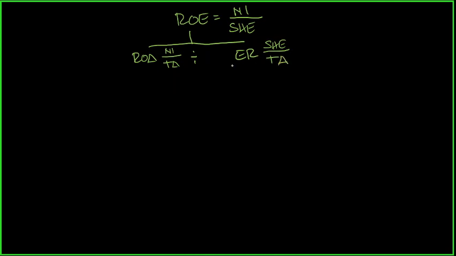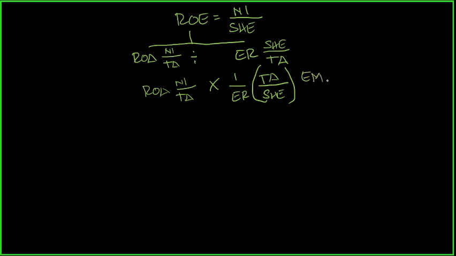Ayan, now this one is further simplified. Going back to your basic math, if you're going to divide a ratio by another ratio, you simply multiply the reciprocal of that ratio. So another way to compute this will be return on asset, which is net income divided by total asset, times 1 all over the equity ratio, which is equivalent to total asset divided by stockholders equity. Ayan. This is now what we call the equity multiplier.